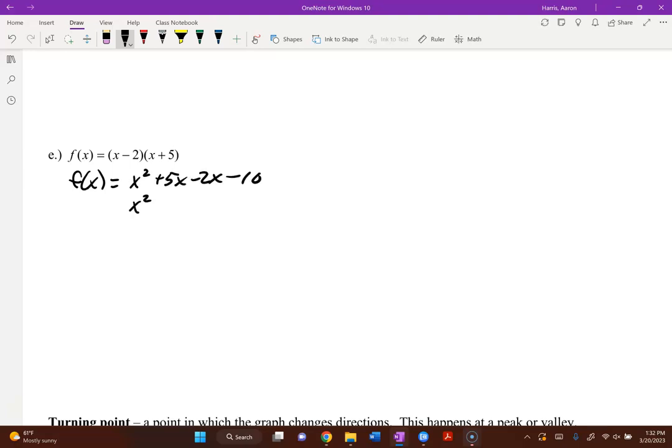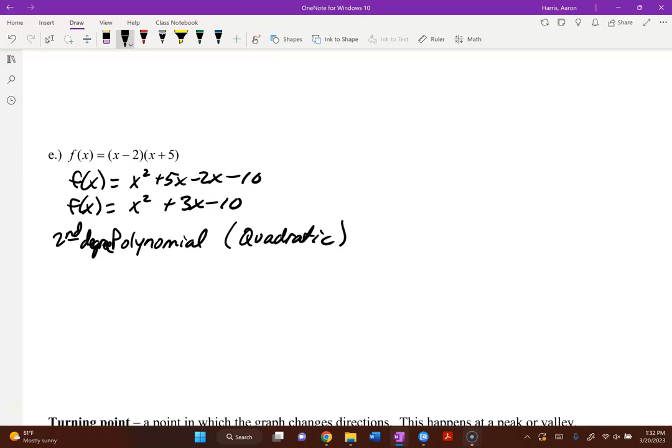Good. Yep, so x squared plus 3x minus 10. All right, now let's look at it. Are the degrees all whole numbers? Yes. What's the degree then? It's polynomial. Yeah, second degree, which we call that what? We just talked about that last section. Quadratic, yeah. So it's a second degree quadratic. How many terms do I have? 3. Polynomial with 3 terms. We call that a trinomial.